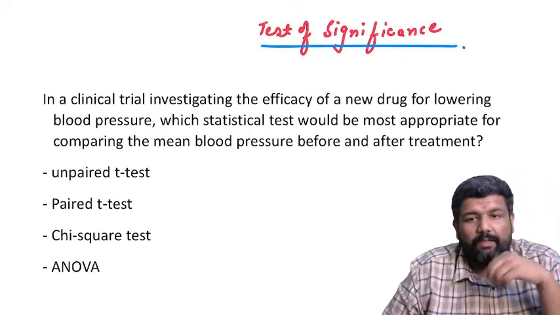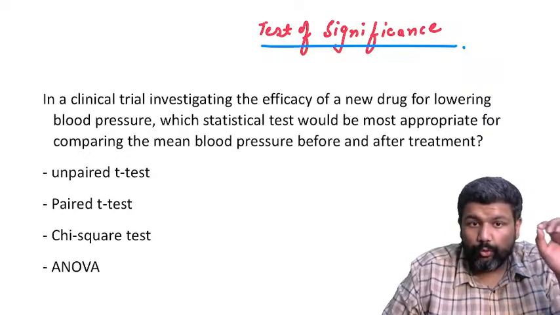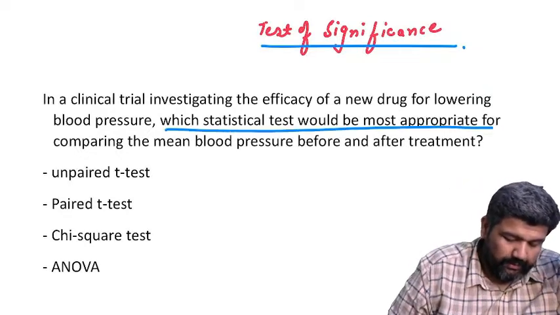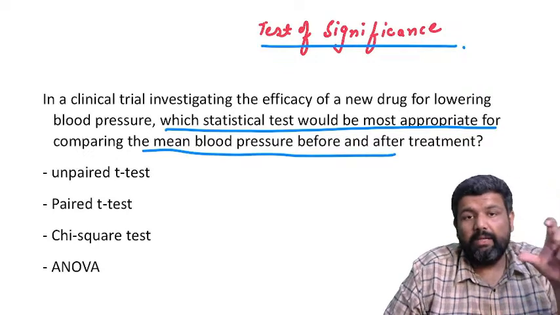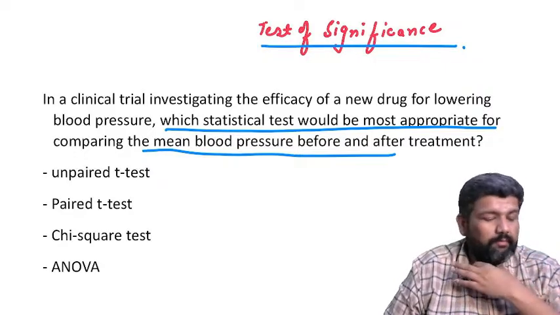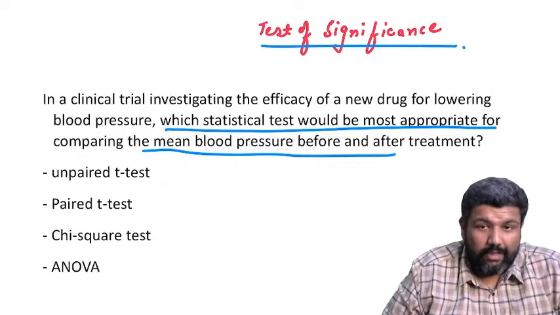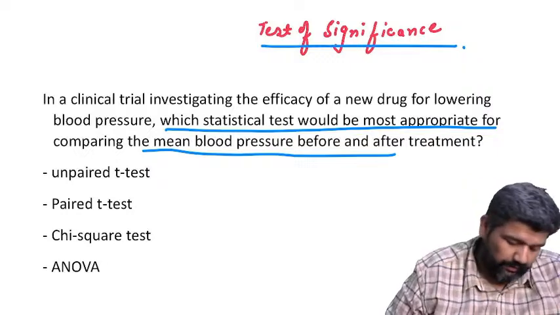So guys, the question is, in a clinical trial investigating the efficacy of a new drug lowering blood pressure, which statistical test would be the most appropriate for comparing mean blood pressure before and after treatment? So this is the question where we need to tell the most appropriate test comparing mean blood pressure before and after treatment.